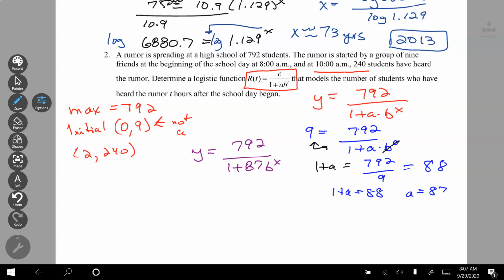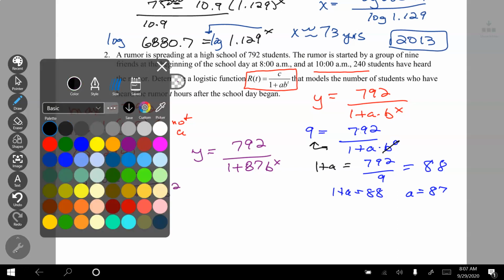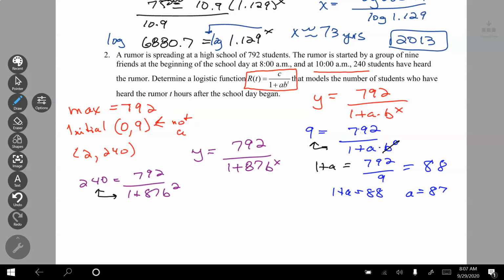Now I've got to figure out b by using this other point. 240 is equal to 792 over 1 plus 87b squared. That's putting in an x and a y. Again, these two guys can switch spots. 1 plus 87b squared is equal to 792 over 240. I put that in my calculator, and 792 over 240 is 3.3. I subtract the 1, 87b squared is equal to 2.3. I divide by 87.